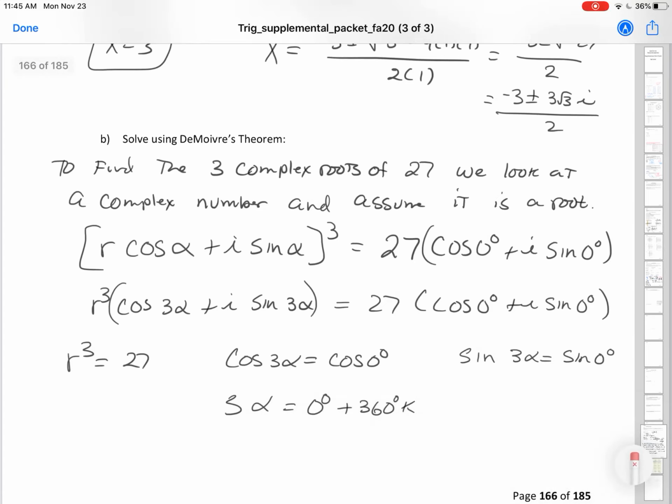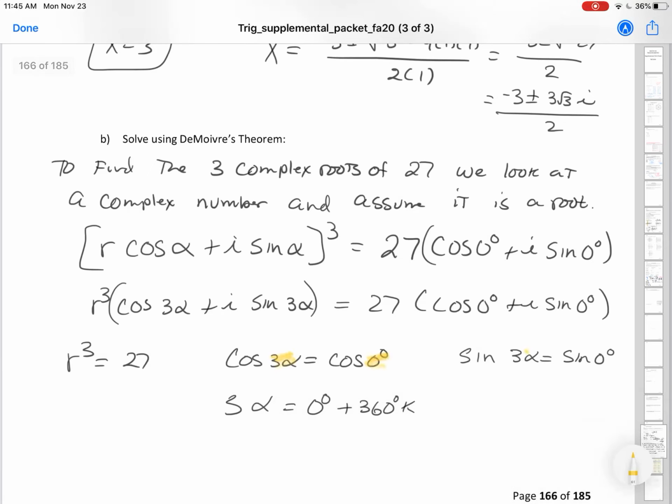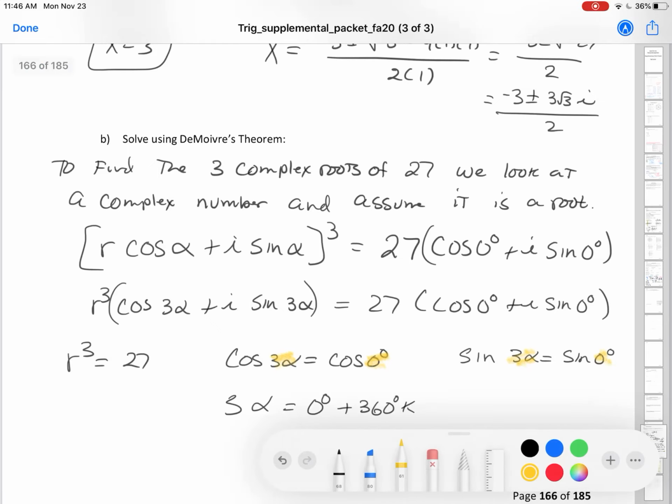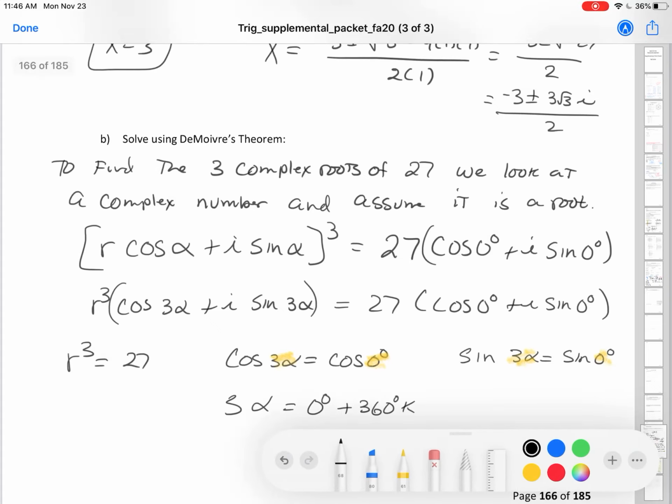Let me erase that. That didn't come out as nice as I'd wanted it. Let me use a highlighter. We have this link between 3 alpha and 0. But you and I know from our work with solving equations that if you have a 3 alpha in there, there's going to be multiple times between 0 and 360. In fact, we know 3 times that that's going to happen. So what we do is we solve for the alphas that will work.